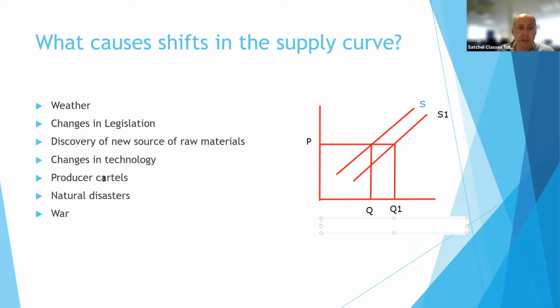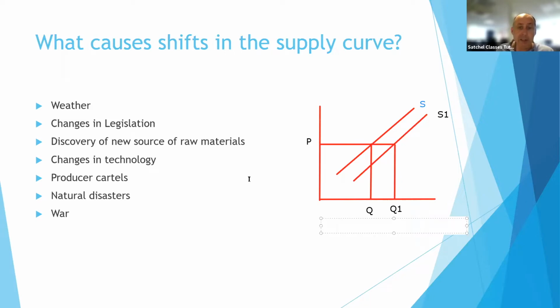Producer cartels. So for instance, we talked about oil just a minute ago. If the oil in the Middle East is controlled by an organization called OPEC, and they say how much is produced, they might think, well, oil prices are high, let's produce more oil, and they'll just turn the taps on the oil pipes and produce more oil, and that will shift the supply curve out to the right.